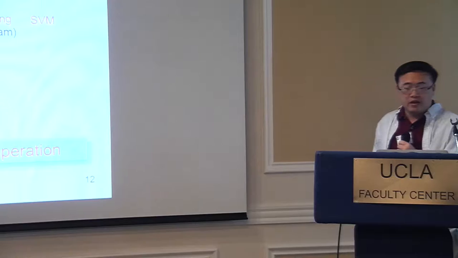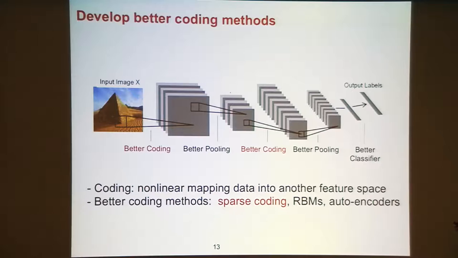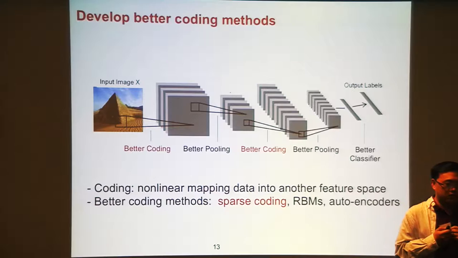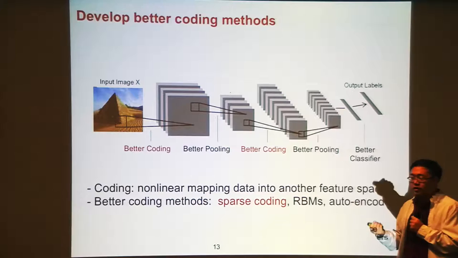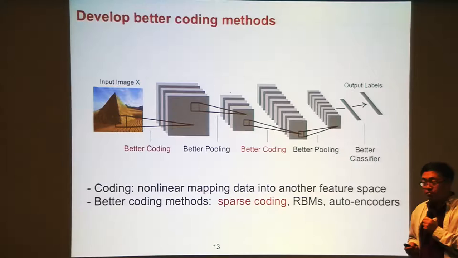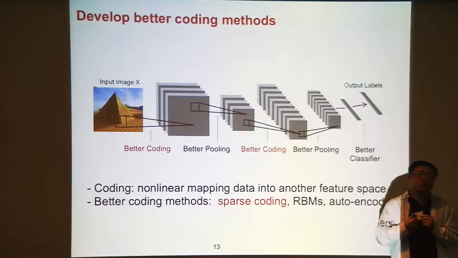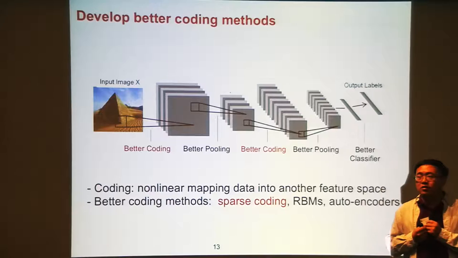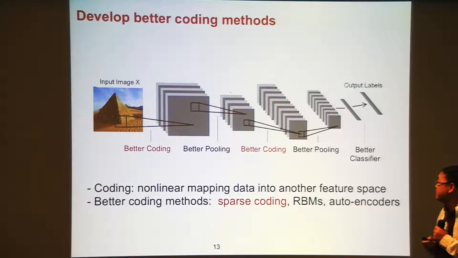Just following this architecture, you might get some ideas to develop better methods. Since we know coding plays a very important role, probably we can develop better coding methods to replace vector quantization coding. Or better pooling methods. Probably average pooling is not good. We have seen that max pooling is actually much better than average pooling. But there are also other better possibilities. But you need a better understanding of what's behind coding and what's behind pooling, and then you get some guiding principles to develop better methods.